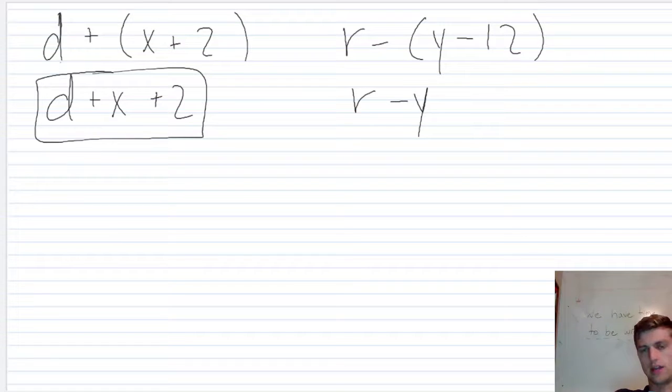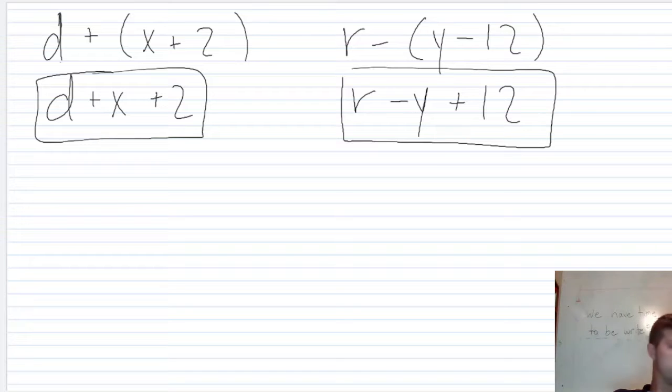Next, we'll do a negative times negative 12. Remember, we're multiplying by each term. Negative times negative 12. Well, two negatives make a positive. That gives us positive 12. There we go. Distributed through the negative.